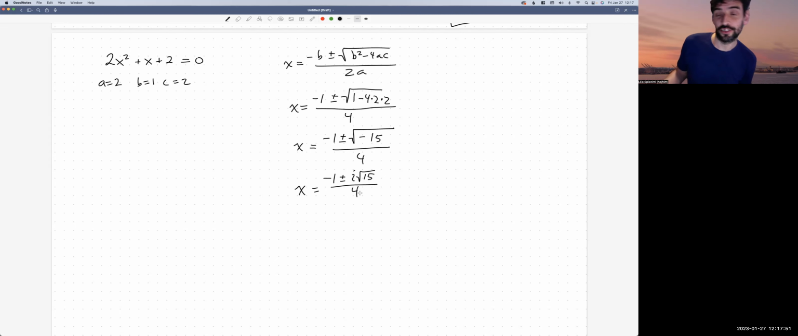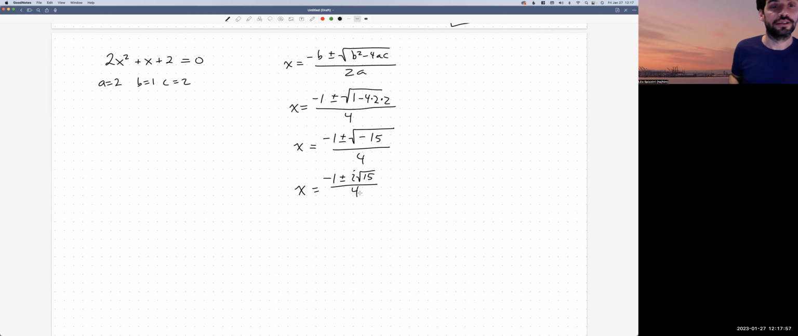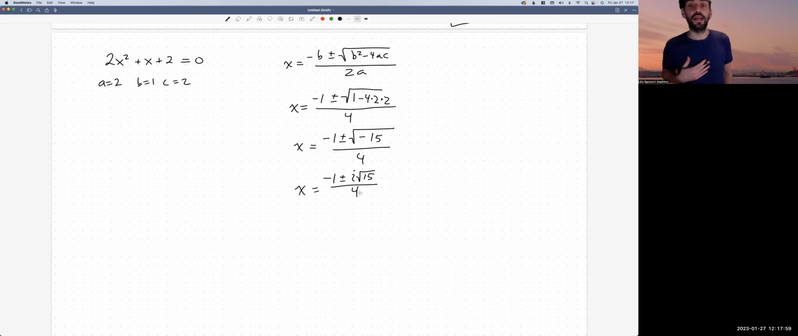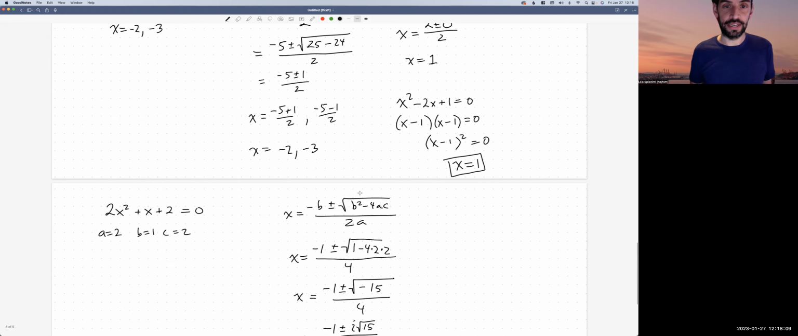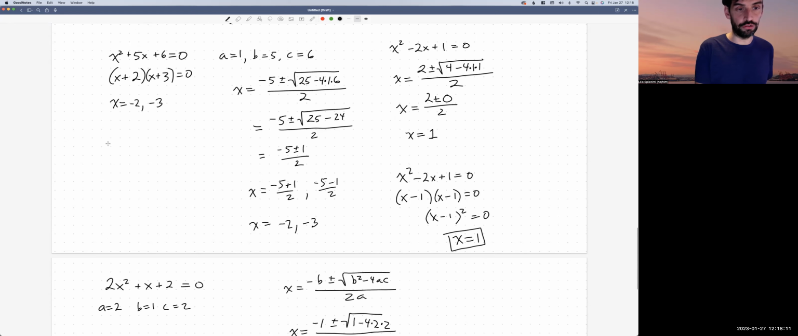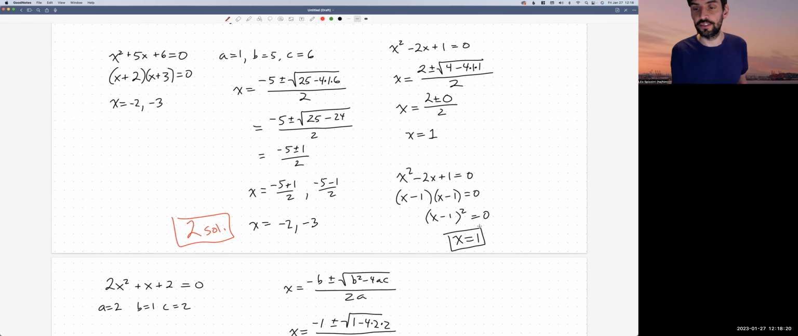So this will even give us our solutions when the solutions happen to be complex or imaginary, depending on how you want to, well, they are complex numbers. So we won't be dealing with that a ton in the near future, but we should know that happens. Notice we had 3 different situations here. We had 2 solutions right here, x equals -2, x equals -3.